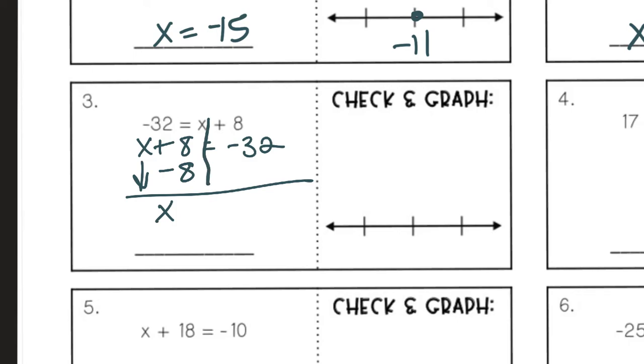Whatever I do on one side of my equation, I have to do on the other. So I'm going to subtract 8 over here. Remember, this is negative 32 minus 8. When that happens, you have to change to addition and make this the opposite sign of what it was before. So positive 8 would become a negative 8. Negative 32 plus another negative 8 is going to get you a grand total of negative 40. So x should equal negative 40.